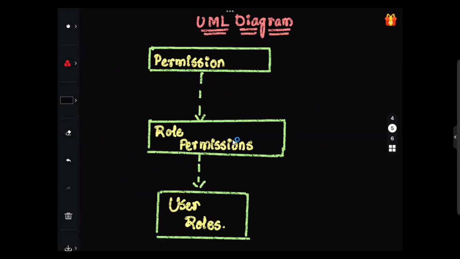Let's do one thing. Now, let's move on with the UML diagram, the main thing. So we will be going with three classes here. One is permission, another one is role permission, and the third one is user roles, right? Role permissions are directly dependent on the permission and user roles are directly dependent on the role permission. So this one we have to keep in mind.